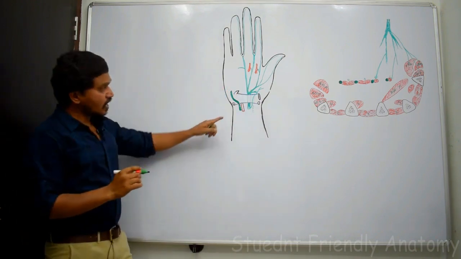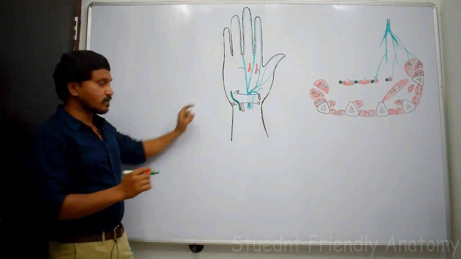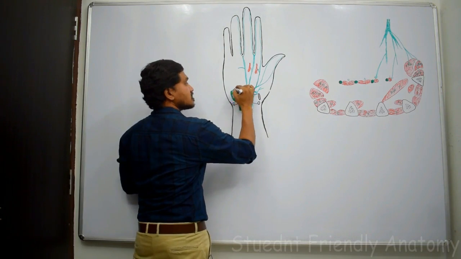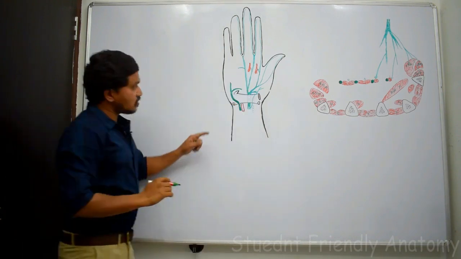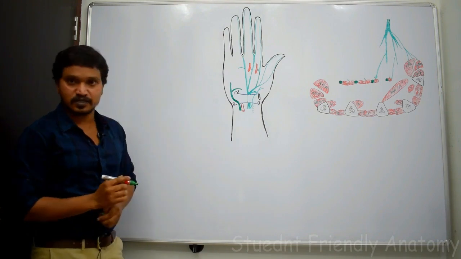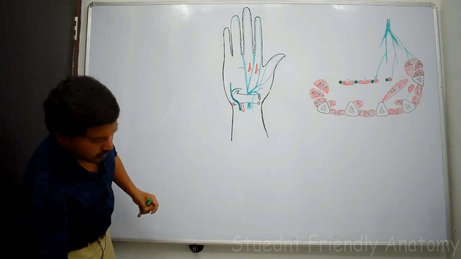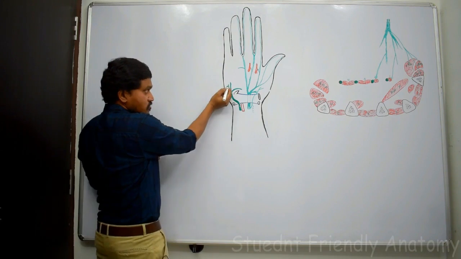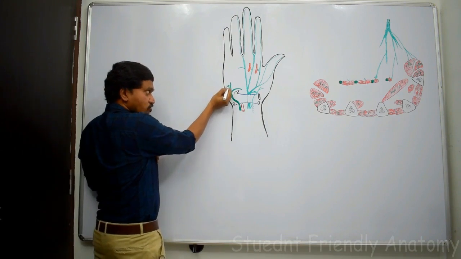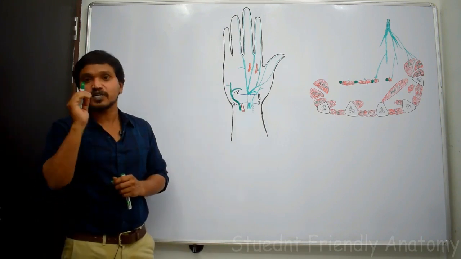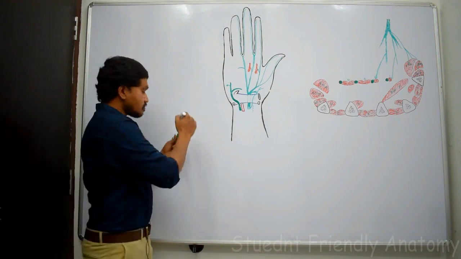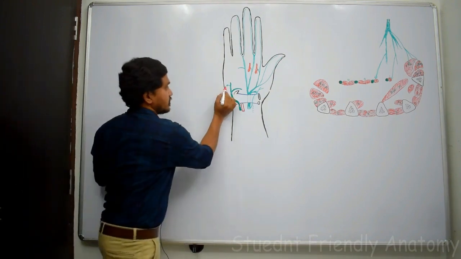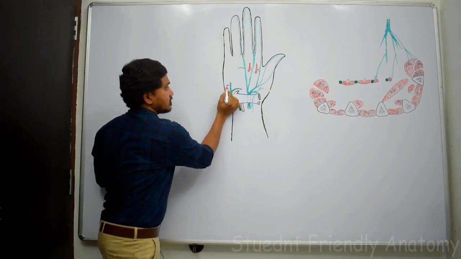Then after entering the palm, it divides into a deep branch and a superficial branch. First we will discuss the superficial branch. The superficial branch gives one twig to which muscle? One subcutaneous muscle is there over the hypothenar eminence. Right? So what is that muscle? Let me draw that muscle here. What is that muscle? Subcutaneous muscle.